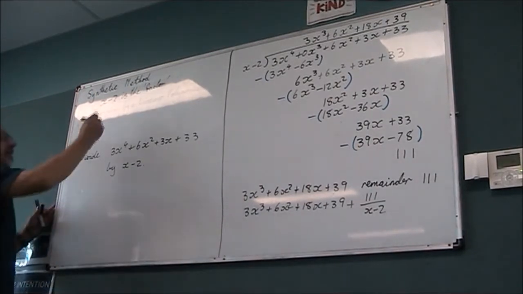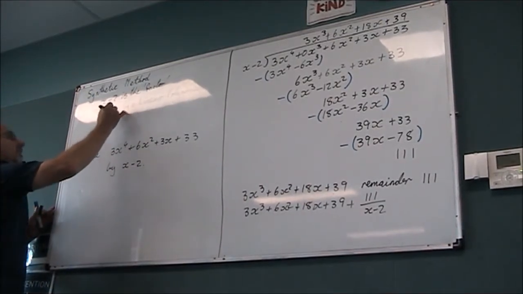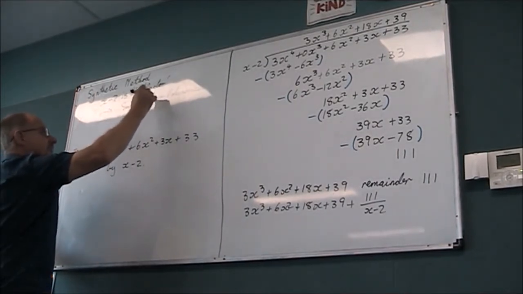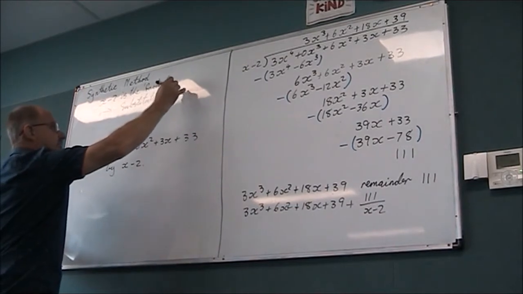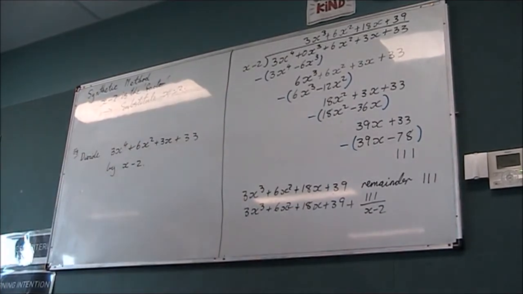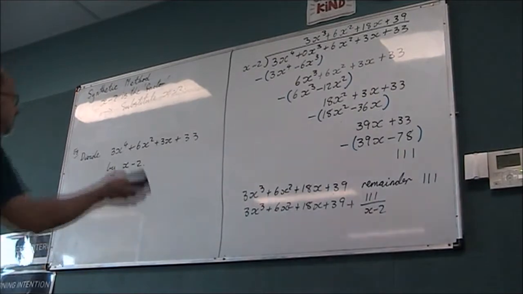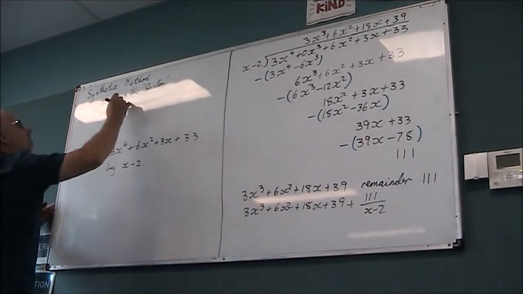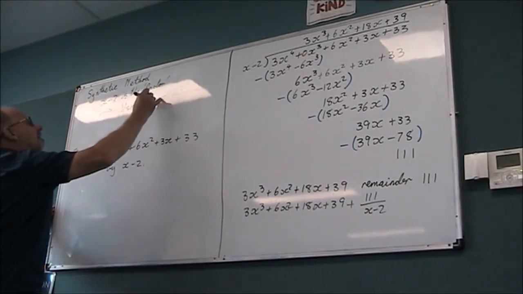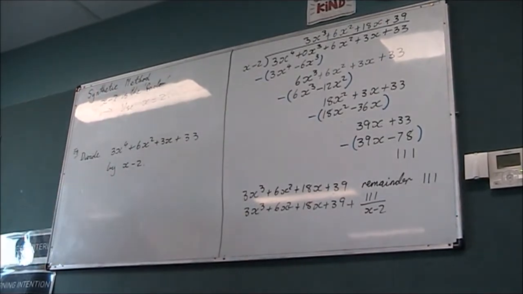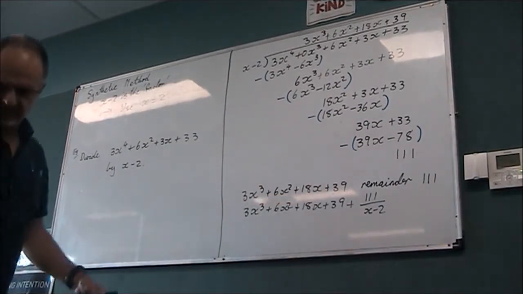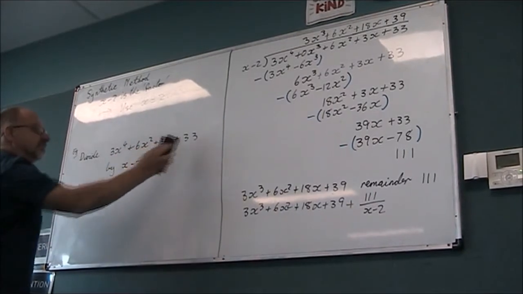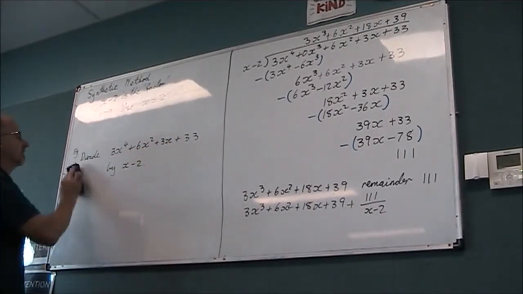So for the synthetic method, what we do is we use x equals 2. Probably. So we use x equals 2. Alright, then the way we set it up is this. So we don't need all our powers of x for our synthetic division.